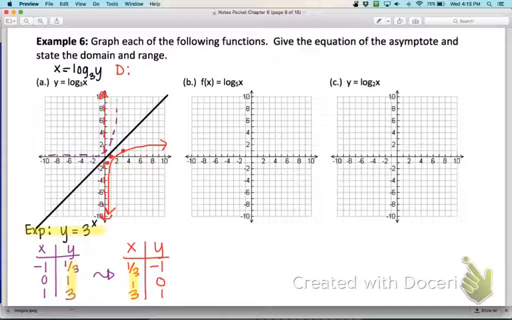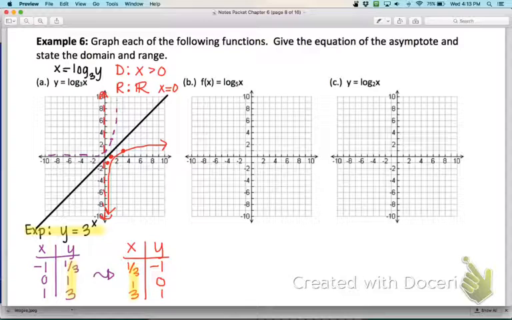The domain is restricted because I can't go past 0 on the x-axis. So the domain is x is greater than 0. The range is going to be all real numbers on this one. And then the equation of the asymptote, because it's a vertical line, it crosses the x-axis, so that is going to be x equals 0. And so those are all the things that we want.